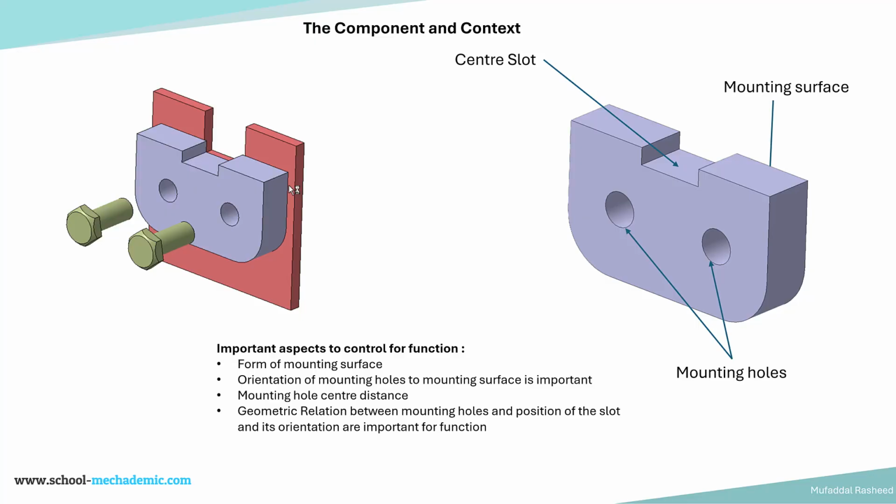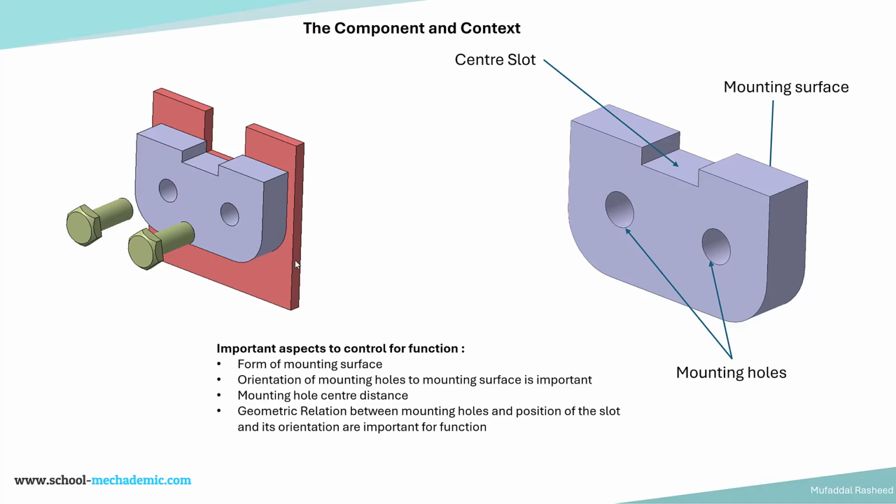Now, when it comes to control, what we mean by control is how you are going to control the variation of the features in manufacturing such that they are accurate to the design and they perform the function as required. So that is what we're talking about with control. One aspect of control is the form of the mounting surface. What do we mean by form? Whether the mounting surface is flat or not, whether it has a straight surface, or whether there are undulations, or the part can rock. So that is the form of the mounting surface.